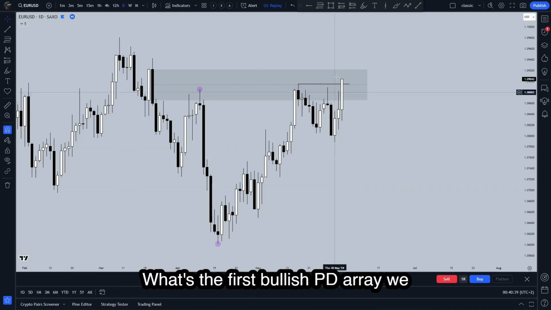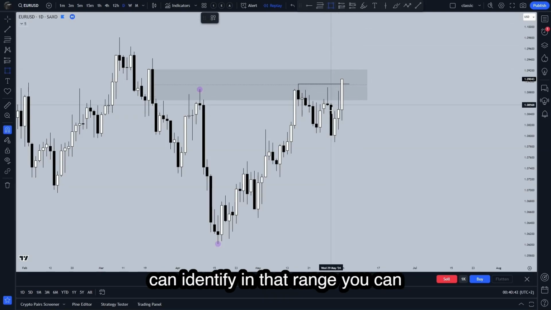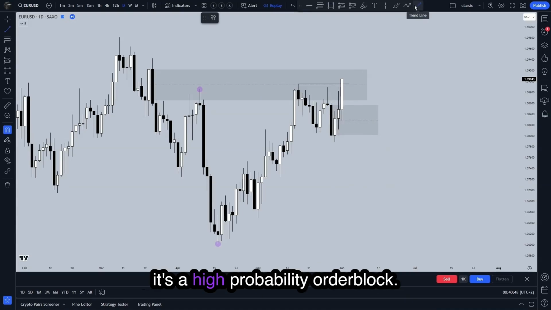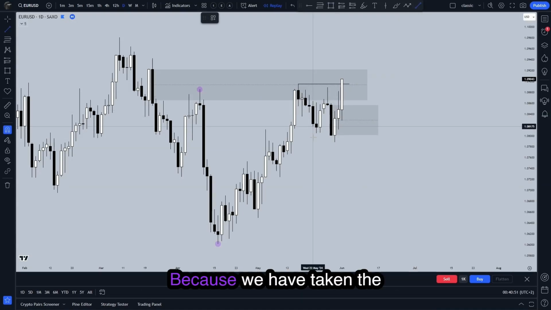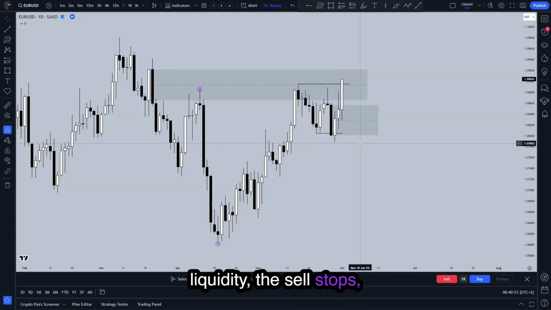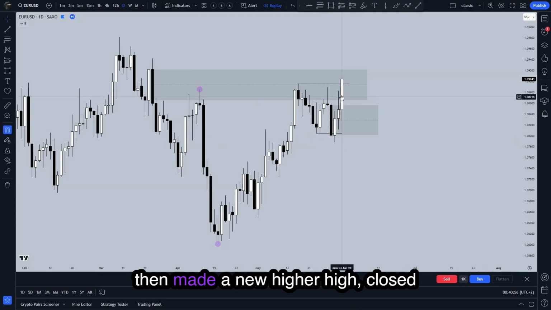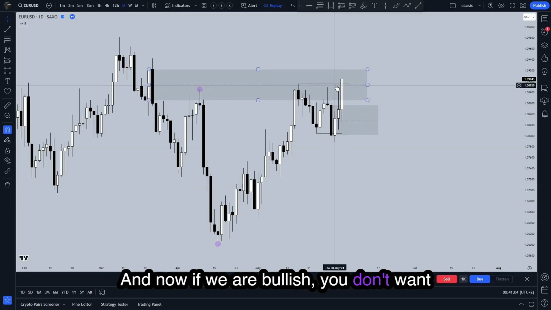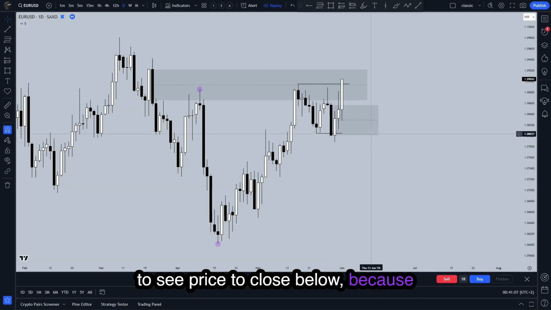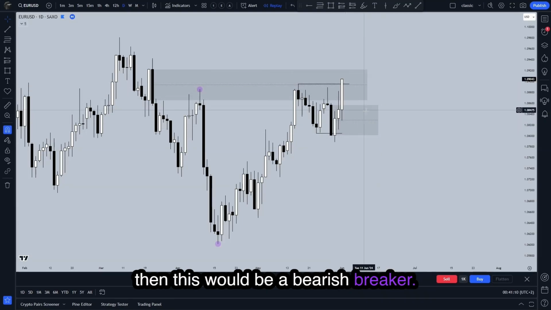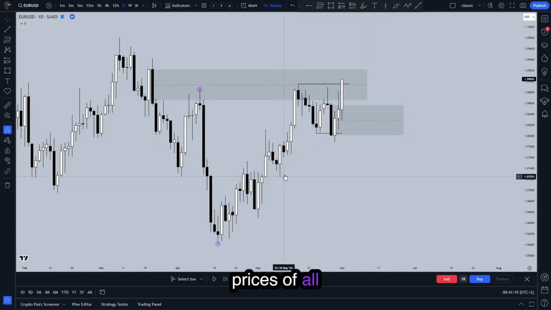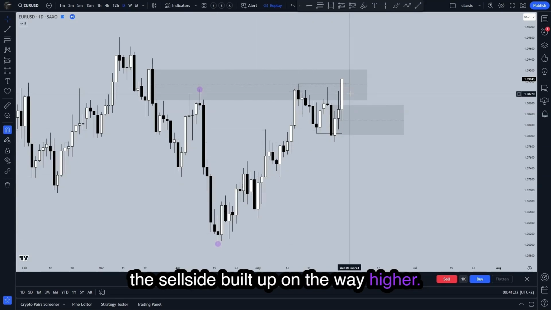What's the first bullish PD array we can identify in that range? You can see here that's the bullish order block. It's a high probability order block. Why? Because we have taken the liquidity, the sell stops resting below that weak low, and then made a new higher high, closed above that recent down close candle. And now if you are bullish, you don't want to see price close below, because then this would be a bearish breaker, and we could use this level as an inversion level to look for lower prices, to the sell side built up on the way higher.